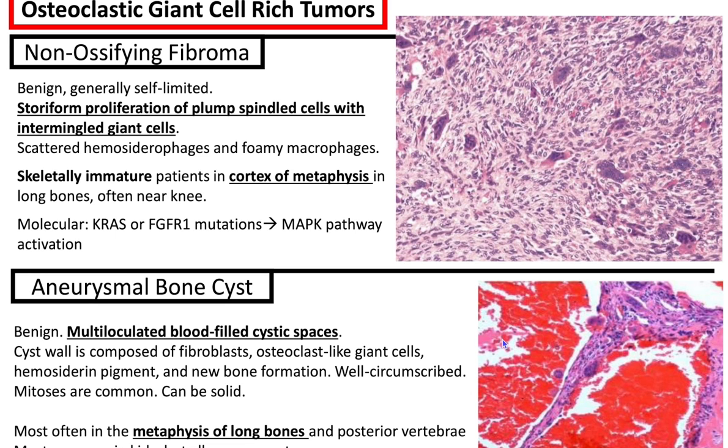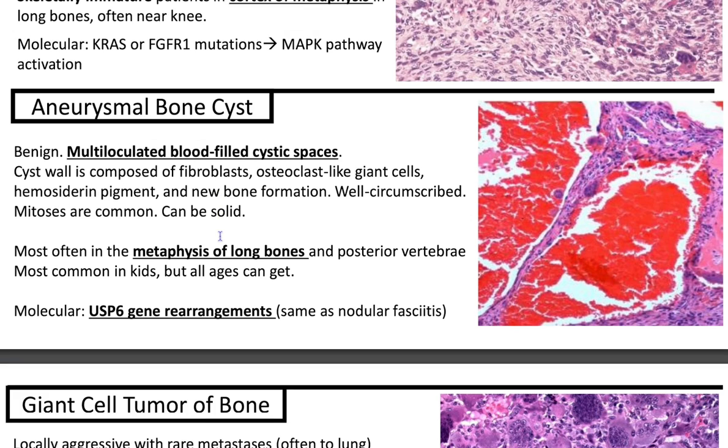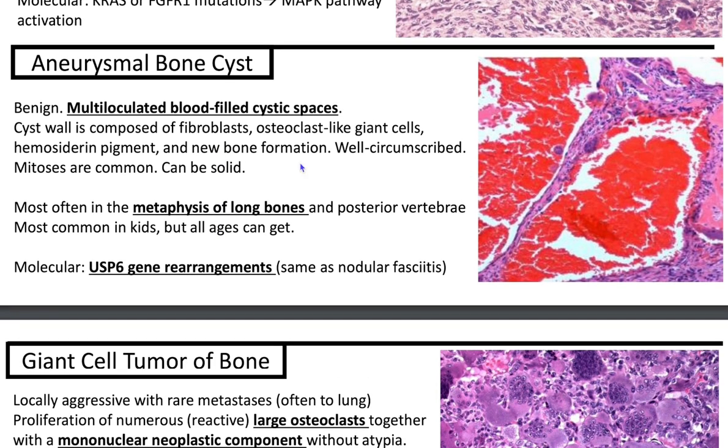For skeletally immature patients, it's in the cortex of the metaphysis of long bones, often near the knee. And you can have KRAS or FGFR mutations. Aneurysmal bone cysts. These are benign. They're multiloculated blood-filled cystic spaces, and the wall of the cyst has fibroblasts, osteoclast-like giant cells, hemosiderin pigment, and new bone formation. It's most oftentimes seen in the metaphysis of long bones and posterior vertebrae, most common in kids.